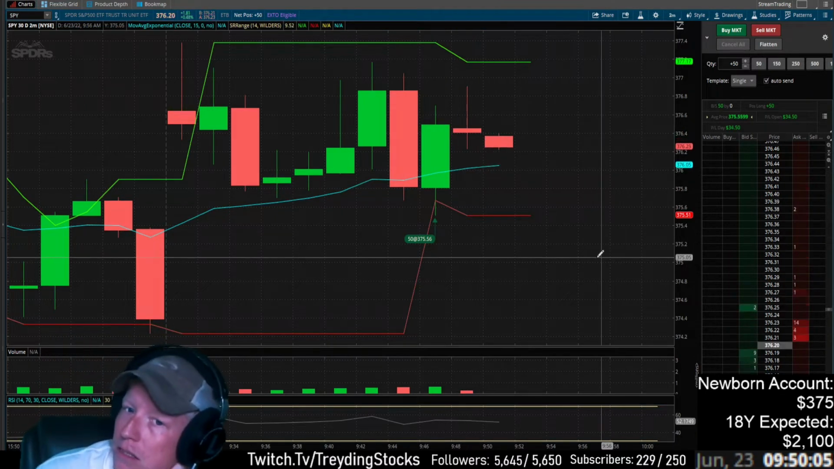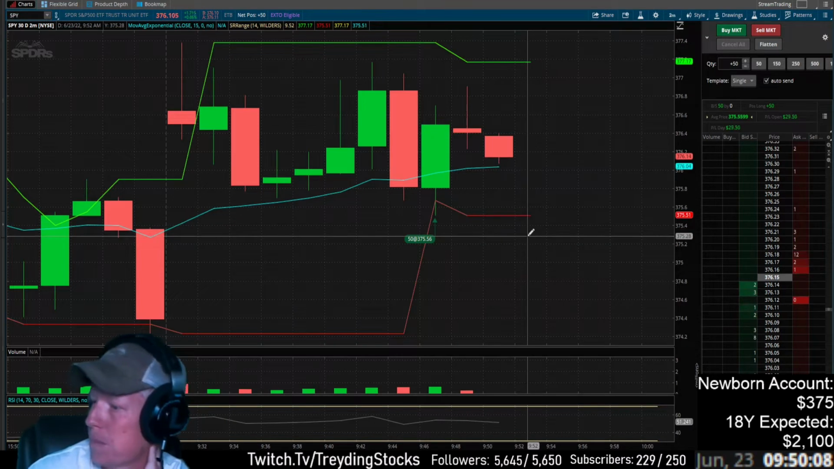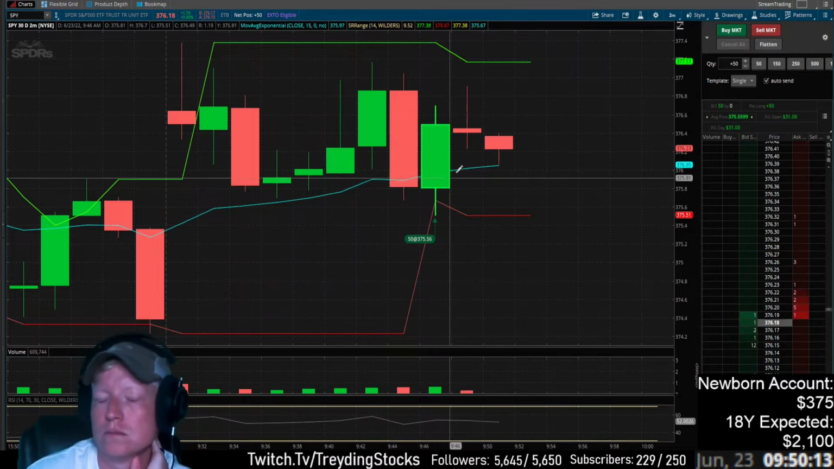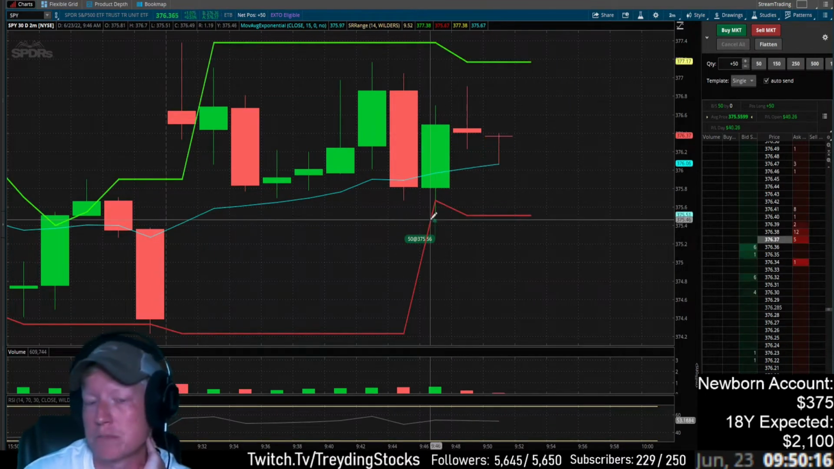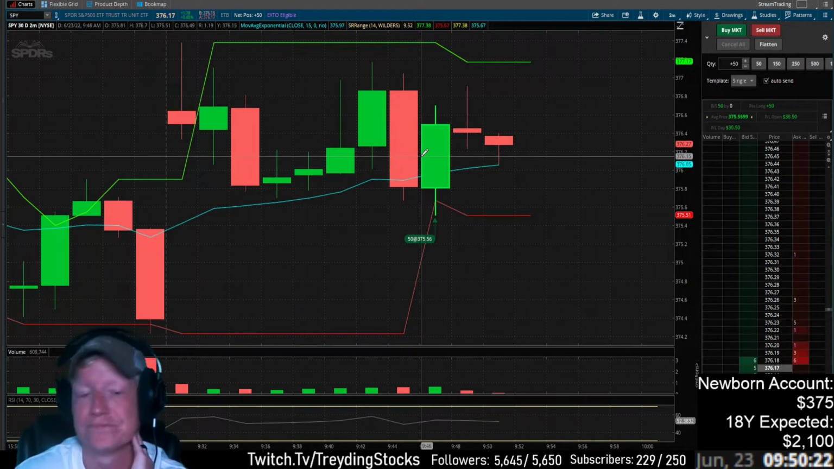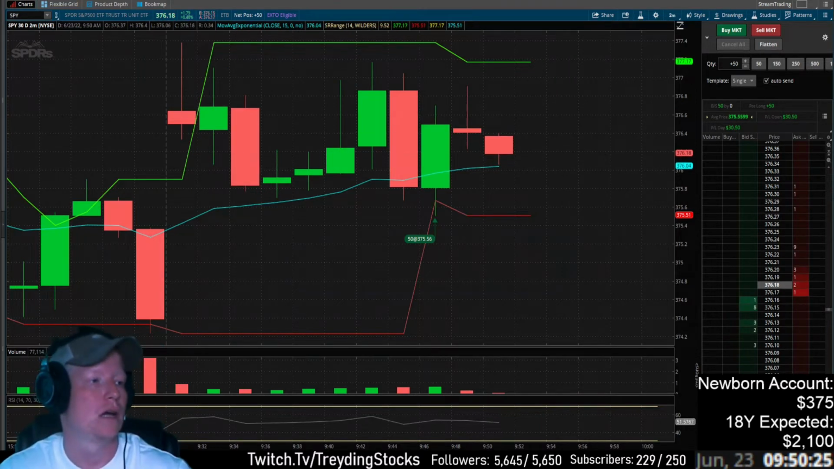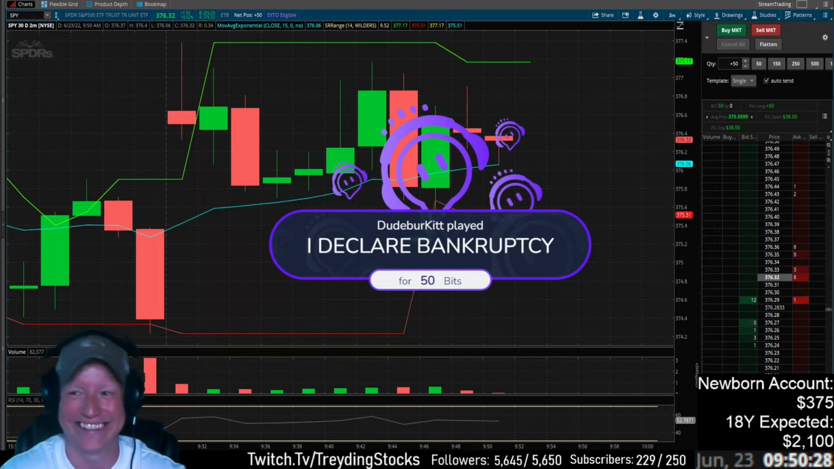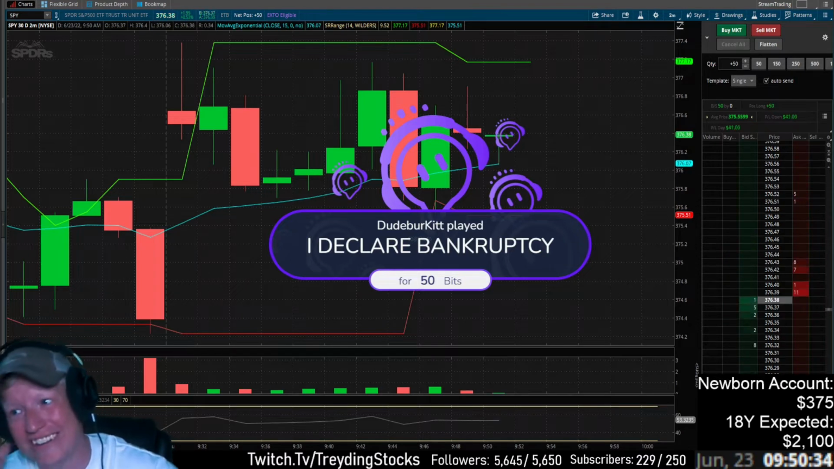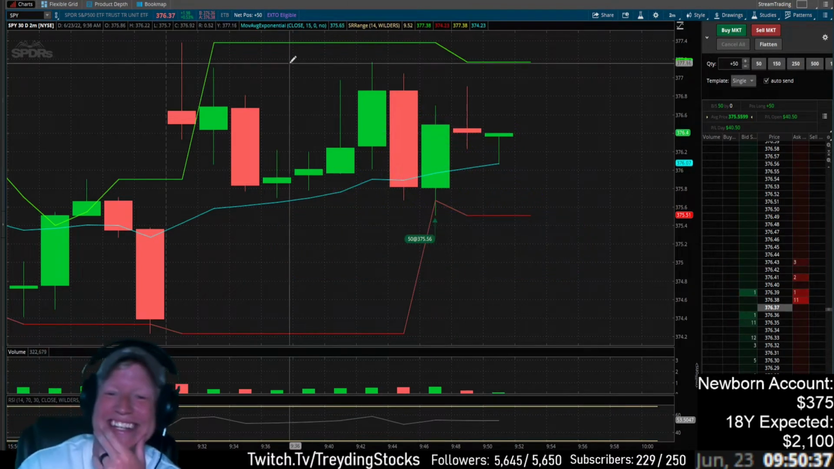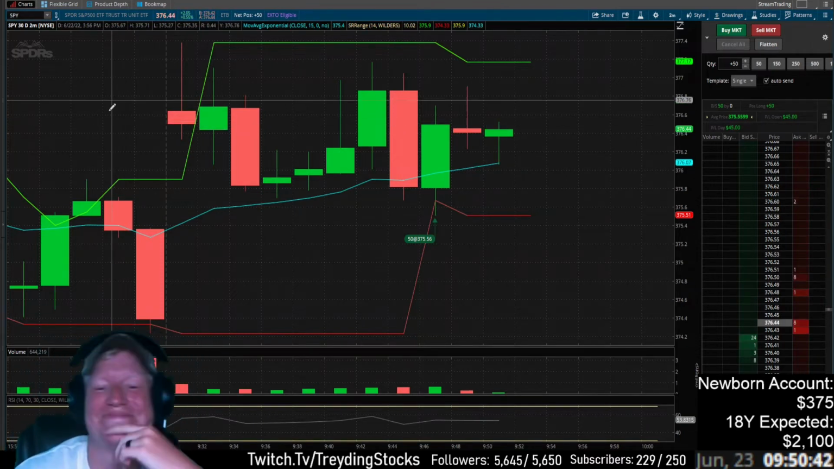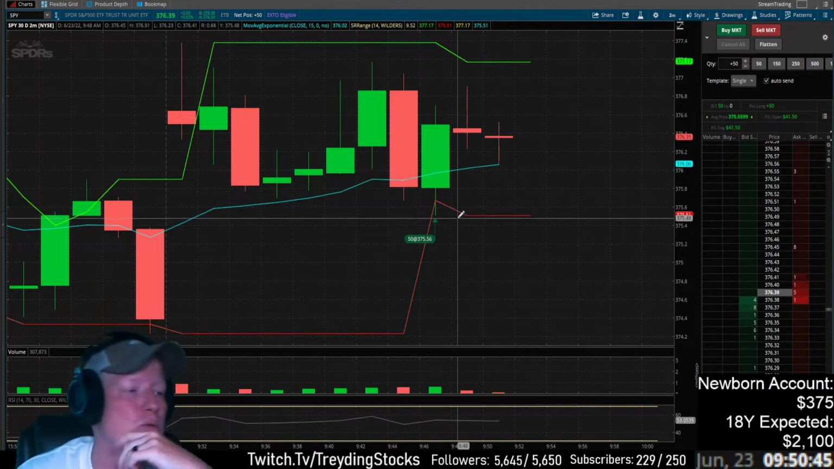Wants to come down? Great entrance, but let's see if it gets to our exit, right? Gotta see if it gets to our exit. If it doesn't, it doesn't. Nothing I can do about it. Not quite yet. We're not declaring bankruptcy yet. Thank you for the bits, I appreciate it. That's such a funny sound. Yeah, SPY, what do you want to do, fella?